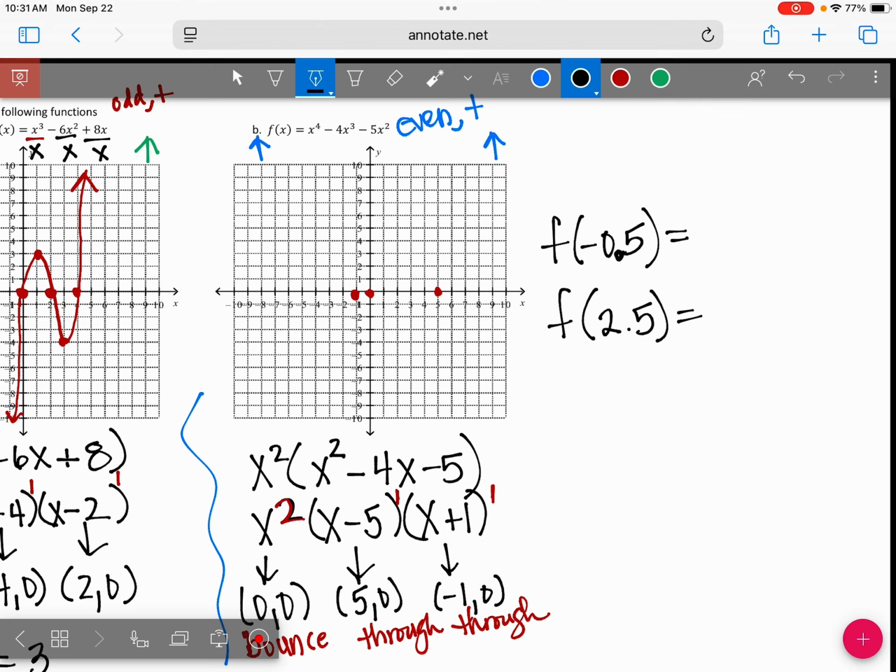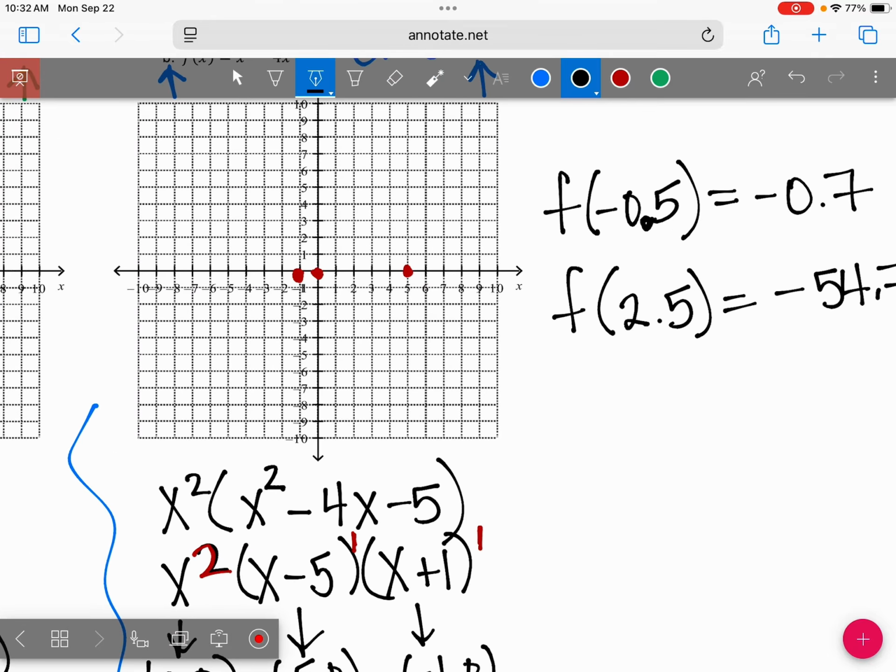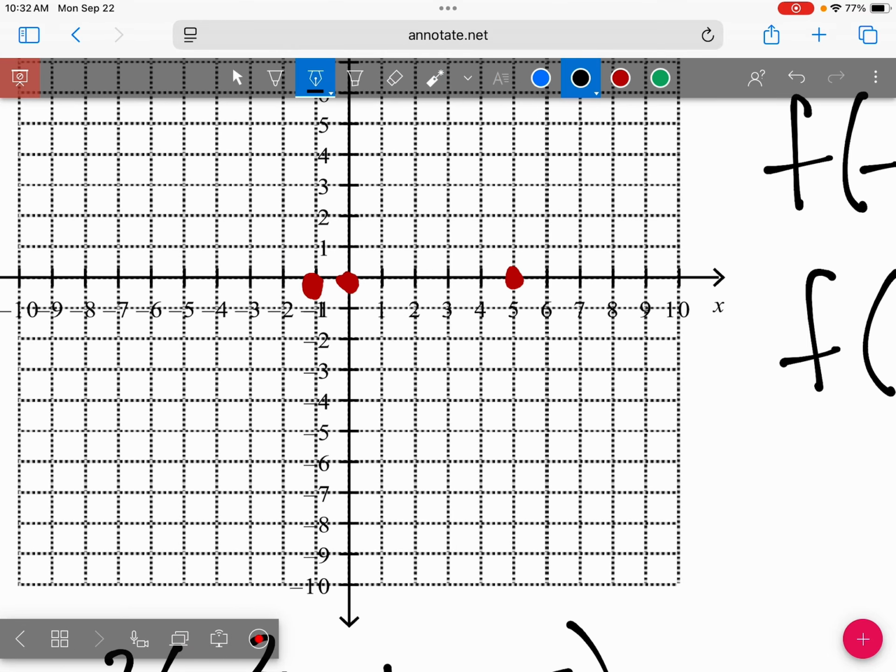So for the first one, I got approximately negative 0.7. For the second one, I got negative 54.7. So this first one doesn't really go down much. I mean, it doesn't even come down far enough to hit negative 1. But the second one goes off the chart.